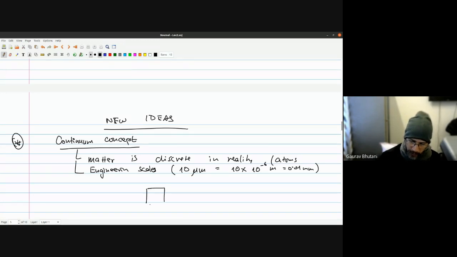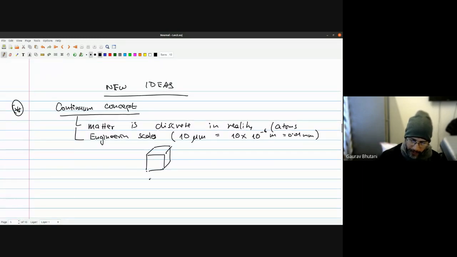So if I draw a cube of a size of 10 micrometer, then at standard temperature and pressure, I would have of the order of 10 billion molecules of gases in this volume, in this hypothetical cubical volume that I've thought about. 10 billion is what we're talking about.